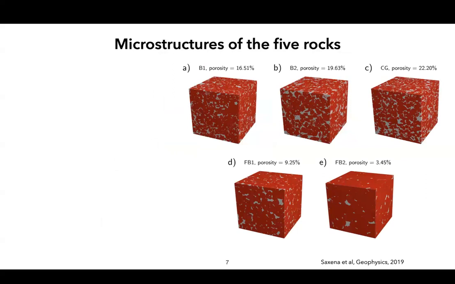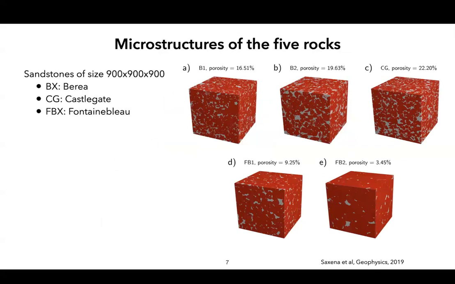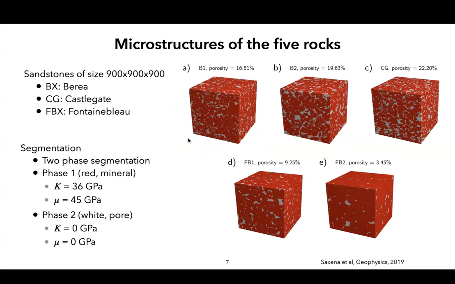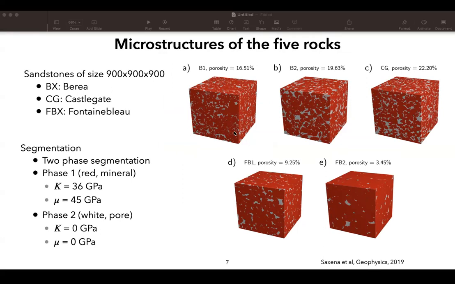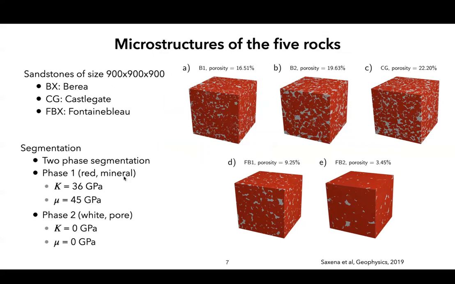These are the microstructures of the 5 rocks that we use in this study. These are sandstones of size 900 by 900 by 900. We have 2 Berea formation rocks, 1 Castlegate and 2 Fontainebleau. We segment these 5 rocks into two materials. Phase 1, in red, is mineral, and we assign the properties of quartz, so the bulk modulus is 36 and the shear modulus is 45 GPa. The second phase is the pore, so the bulk and shear moduli are 0.